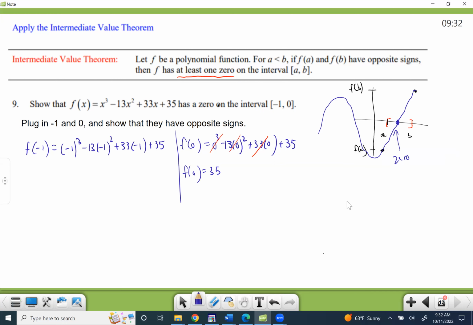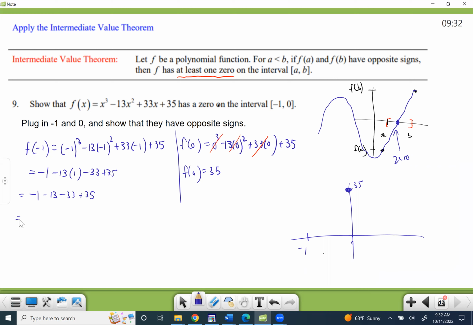Okay, so I'm going to get more detailed. Here's our picture. At 0, we know we're at 35. That's for when x is 0. All right, now let's get the value when x is negative 1. So let's say this is negative 1. Negative 1 cubed is still negative. Negative 1 squared is positive. Positive 33 times negative 1. Negative 13 times 1 is negative 13.